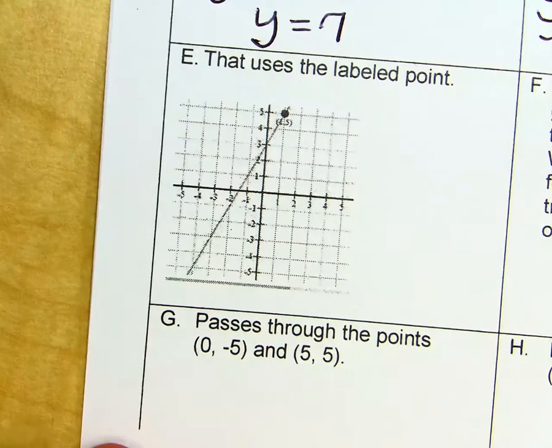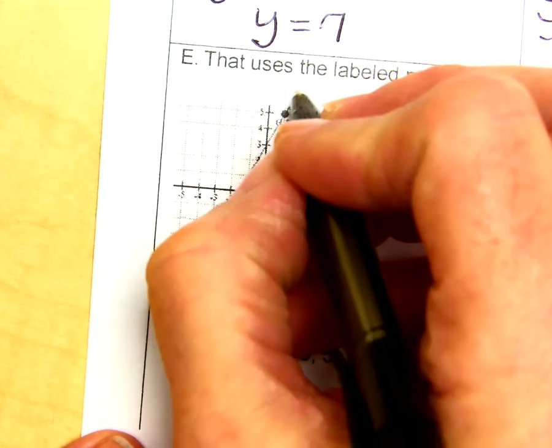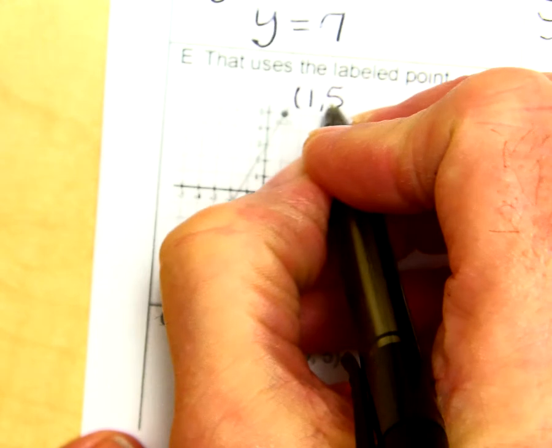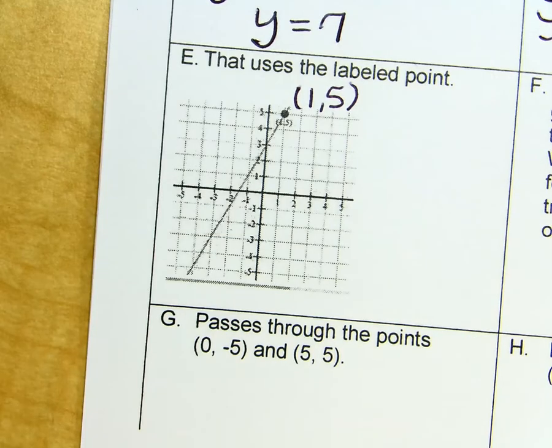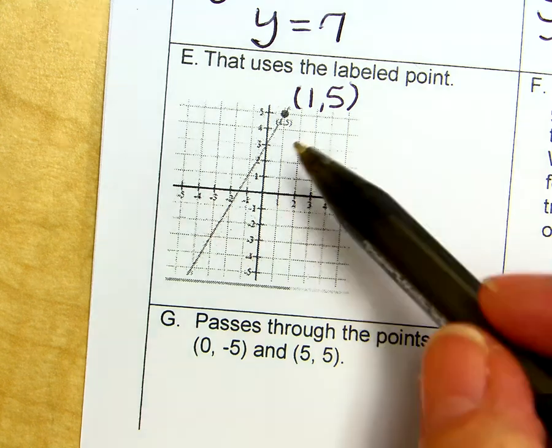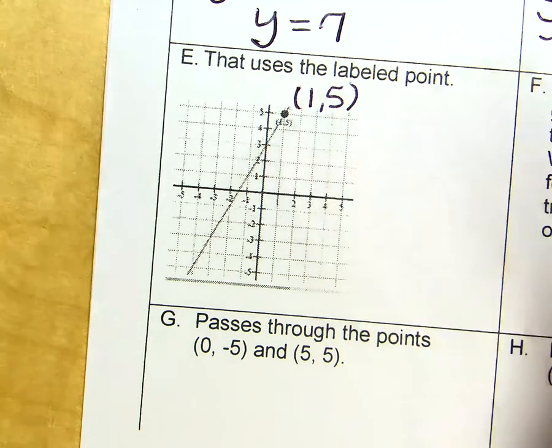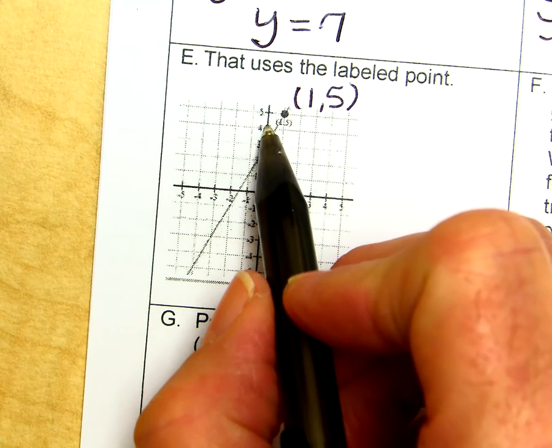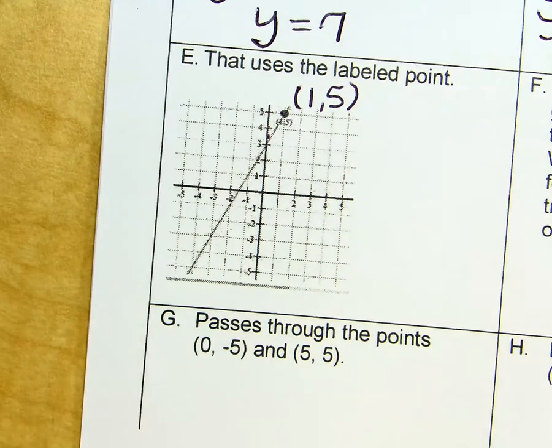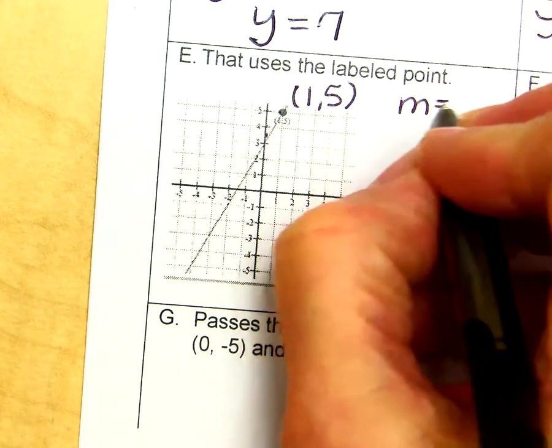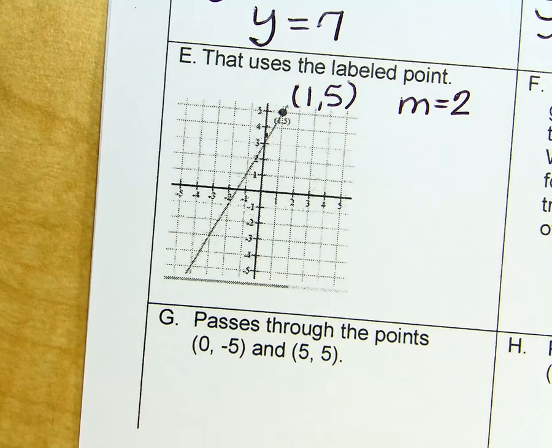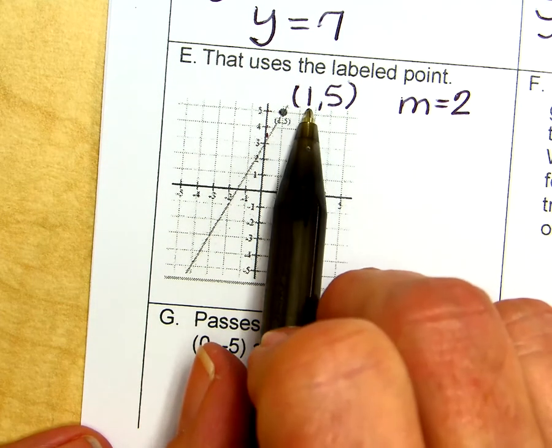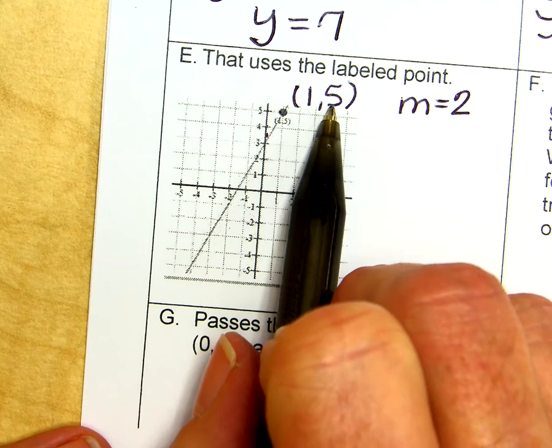So this ordered pair, very microscopically there, we can see is 1, 5. So we have a point. Now we just need the slope. We can see that the line crosses the y-axis here at 3. So if we count up 2 and over 1, we find that our slope is 2. So we have a slope of 2, and we have our x sub 1 is 1, our y sub 1 is 5.